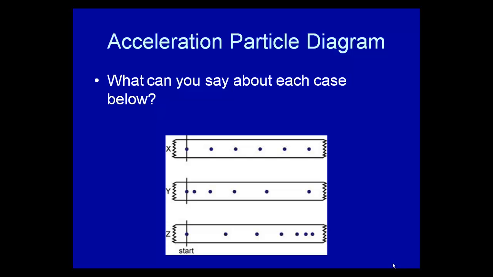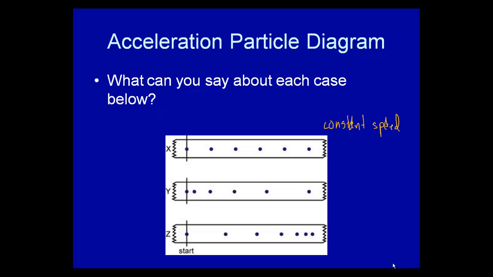So let's take a look at these. What can you say about each case? Let's look at X. The dots are all equally spaced. Obviously the object's moving because the dots aren't in the same place, and since they're all equal distance, we know that that's constant speed in a straight line, so constant velocity is also fine.